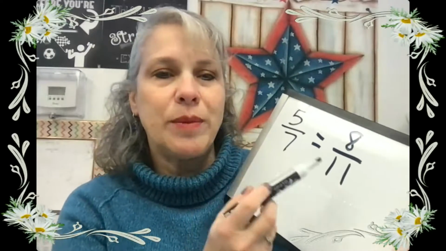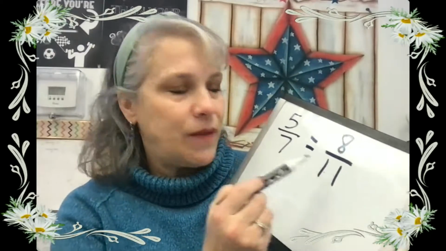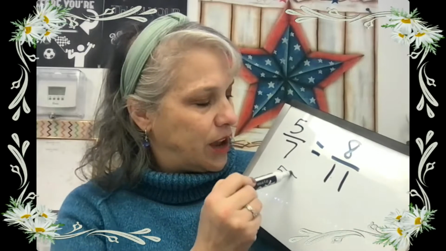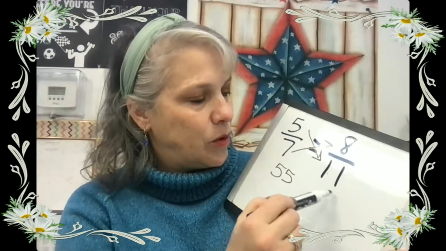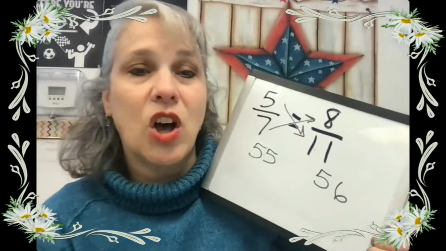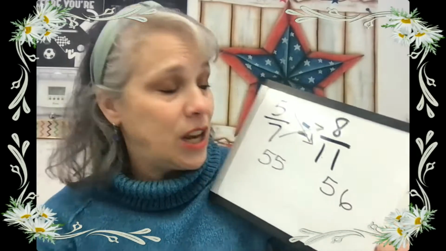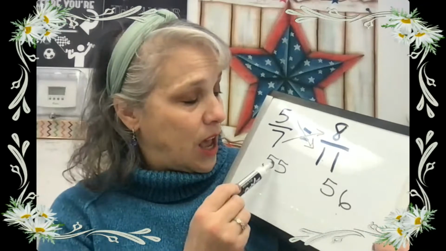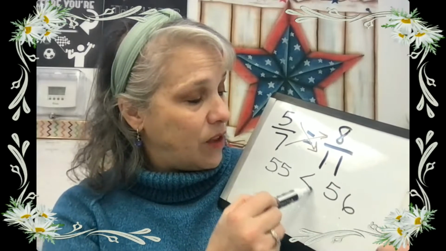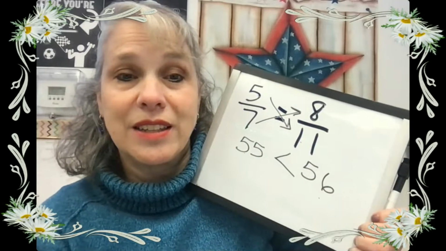So what I'm going to do is multiply 5 times 11, and I'm going to get 55. 7 times 8, and I'm going to get 56. This is called cross multiplication. Now, 55 is not equal to 56. As a matter of fact, 55 is less than 56.